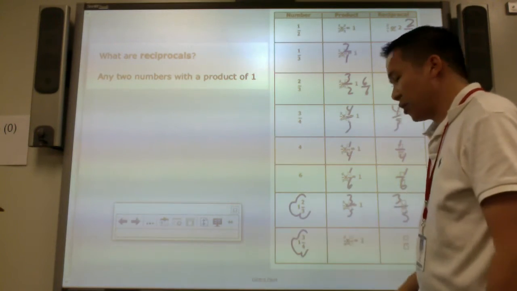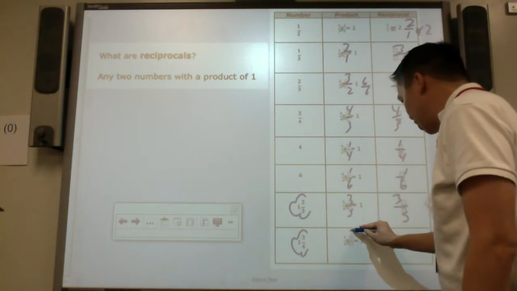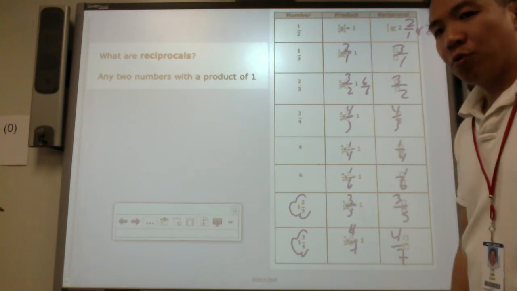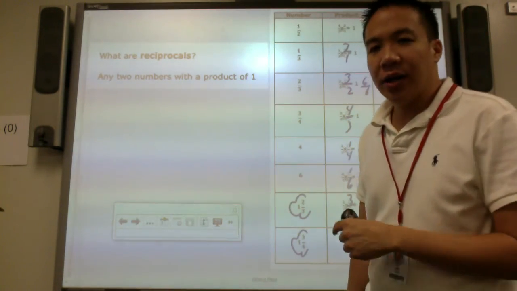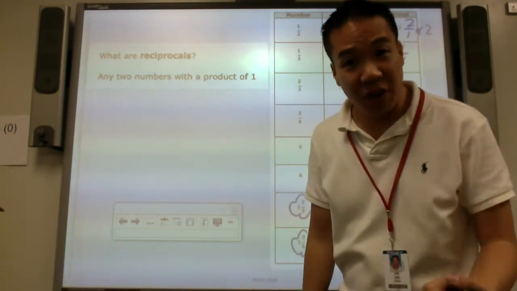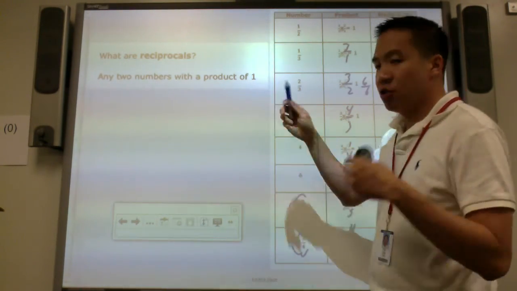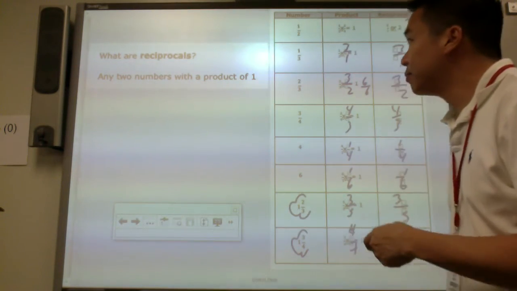1 3/4. 1 3/4 is 7/4. The reciprocal of it is 4/7. So again, reciprocal is the switching of the numerator with the denominator. Why do we do it? So it can help us to divide fractions. Another reason is when you multiply a number and its reciprocal, it equals 1 whole.